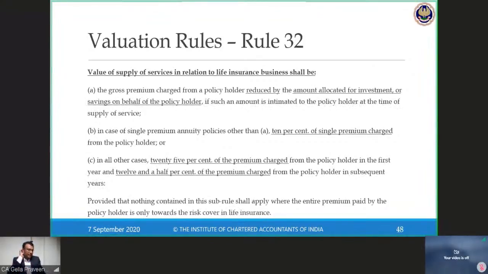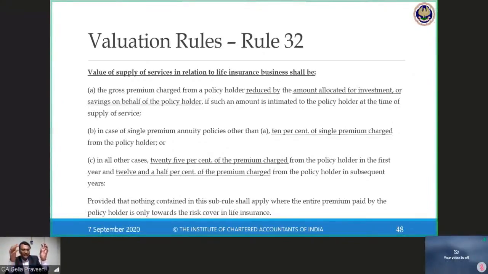Point number B. In case there is a premium paid for an annuity, a single premium, it is just a one-time payment. I pay 1 lakh and forget. At the end of the tenure, on the basis of the annuity, I get some money back. They say 10% of that single premium is your value of supply. So if there is only one premium which is linked with your annuity, it keeps getting invested in various funds and you get money out of it. For that scheme, 10% of the premium is my value of supply. On that 10%, 18% is my GST.